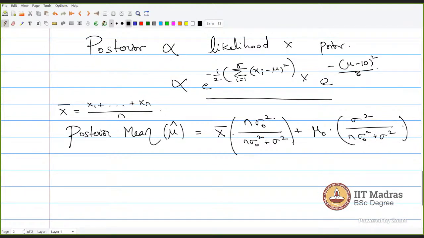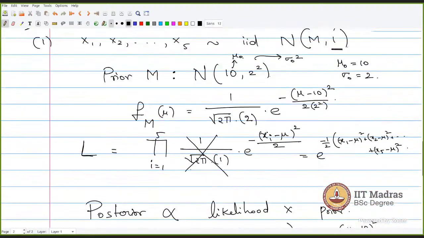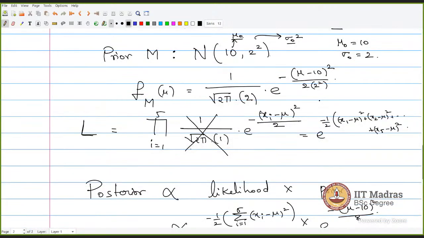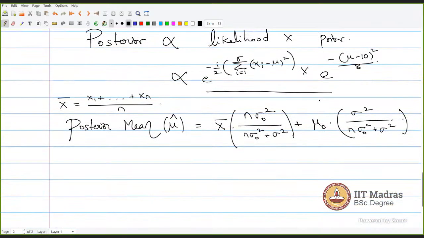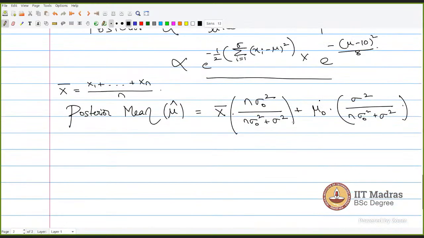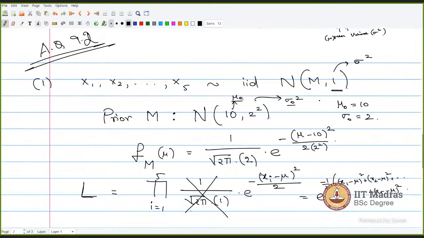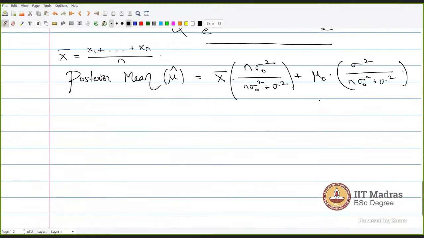But where do we have sigma naught squared and all? We have not computed that. Mu naught and sigma naught are the prior mean and prior standard deviation. So we can directly apply it in the last formula that we derived. No need to do this example. If you are okay with this formula, yes, good enough, sir. I will apply it. Thank you, sir.